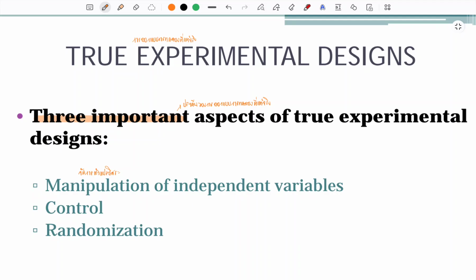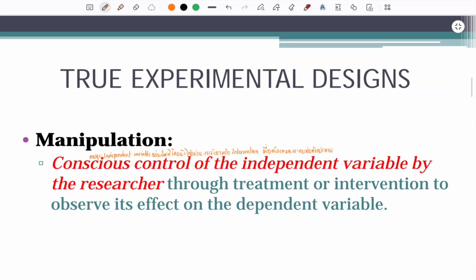Next, we will take a look at what we consider a true experimental study design. It should have three components. The first one, manipulation of independent variables. The second one, a control group. The third one, randomization. We will consider it a true experimental design if we have all of these three components. I think you are already familiar with the term manipulation, manipulation of the independent variable.